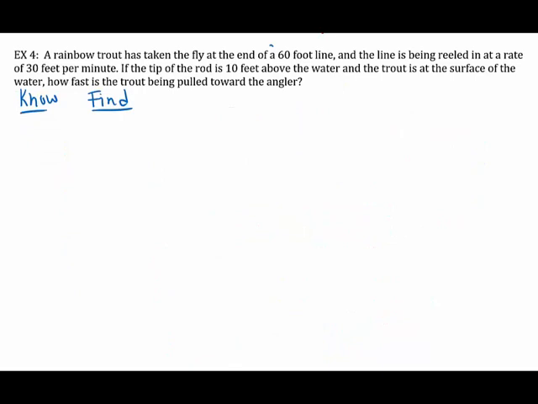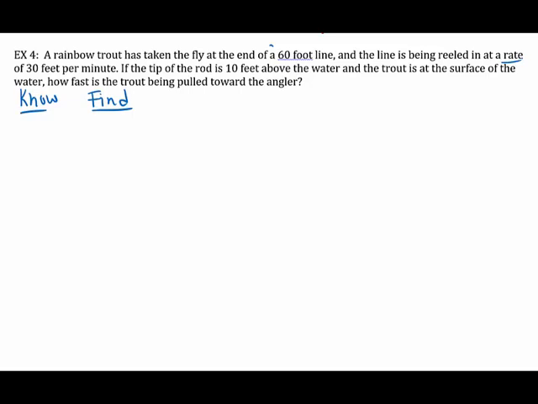Example 4: a rainbow trout has taken the fly at the end of a 60-foot line, and the line is being reeled in at a rate, there's my derivative, of 30 feet per minute. If the tip of the rod is 10 feet above the water and the trout is at the surface of the water, how fast is the trout being pulled towards the angler, or the fisherman?